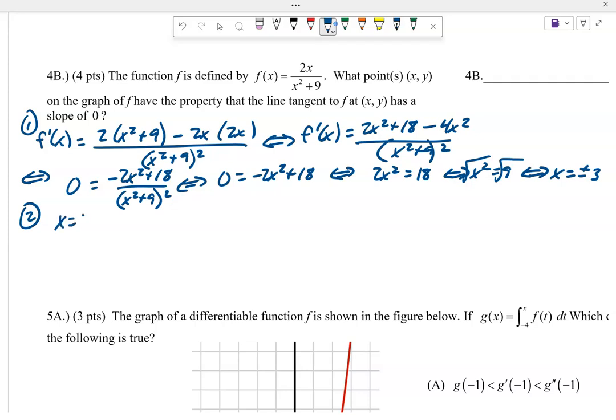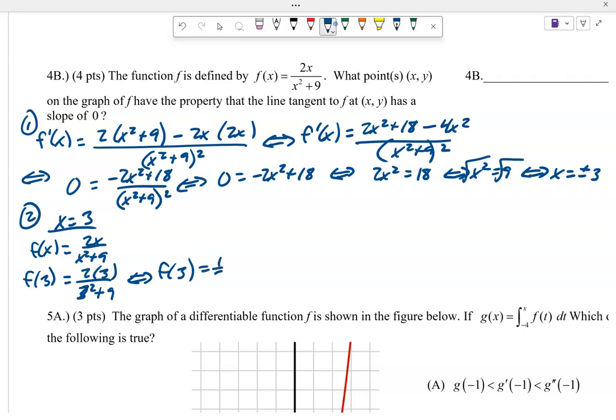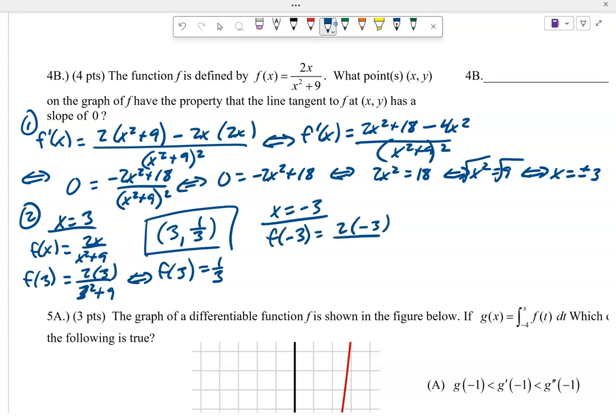Step 2, if x is equal to 3, remember we want the point x, y. If f of x, our original function, is 2x over x squared plus 9, f of 3 would be 2 times 3 over 3 squared plus 9. So f of 3 is 6 over 18, or 1/3. So one of the points is 3 comma a third. That's one of our x, y values. And we also said it happens when x is negative 3. So f of negative 3 would be 2 times, again, I'm plugging it into the original function.